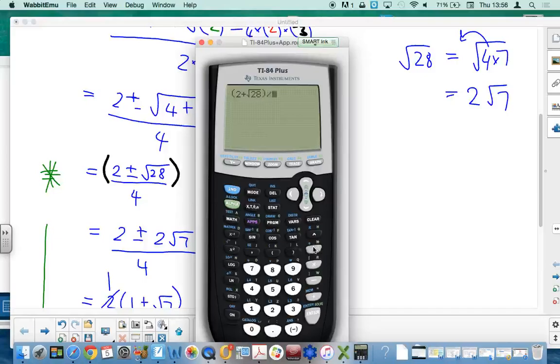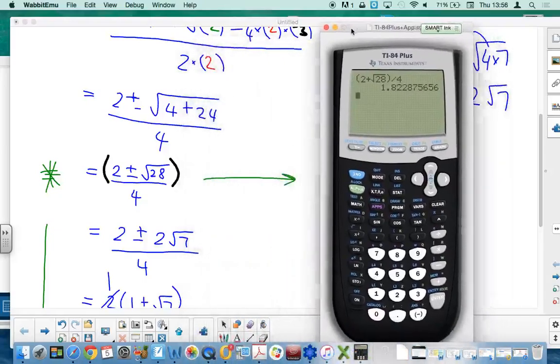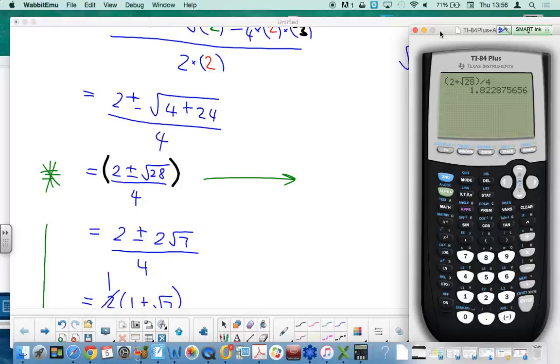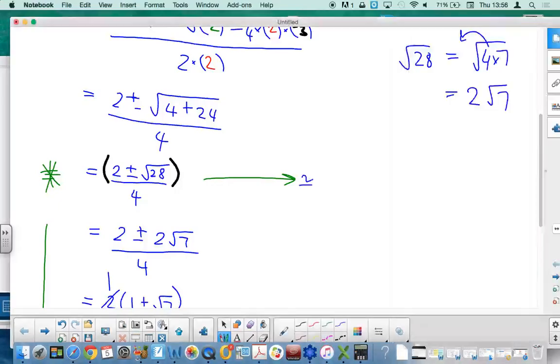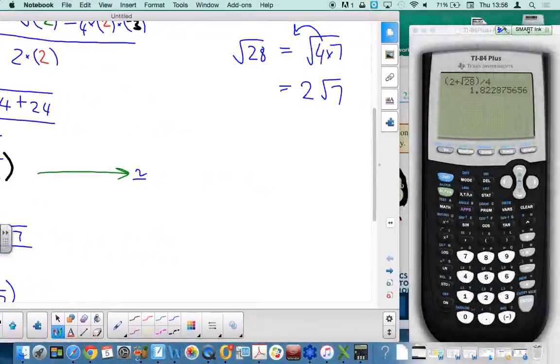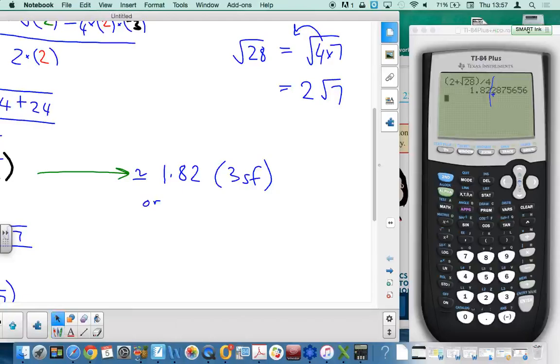And I want to divide that answer by 4. So I press equals, and you get a big long decimal number. How many significant figures? 3. So you can see I do it in one calculation, and then I've got the answer. It's approximately equal to, because it's not going to be exact. I'm going to have to cut this off after the third figure. This number's a 2, so I'm rounding down. It's just going to stay the same, so it's 1.82 to 3 significant figures.